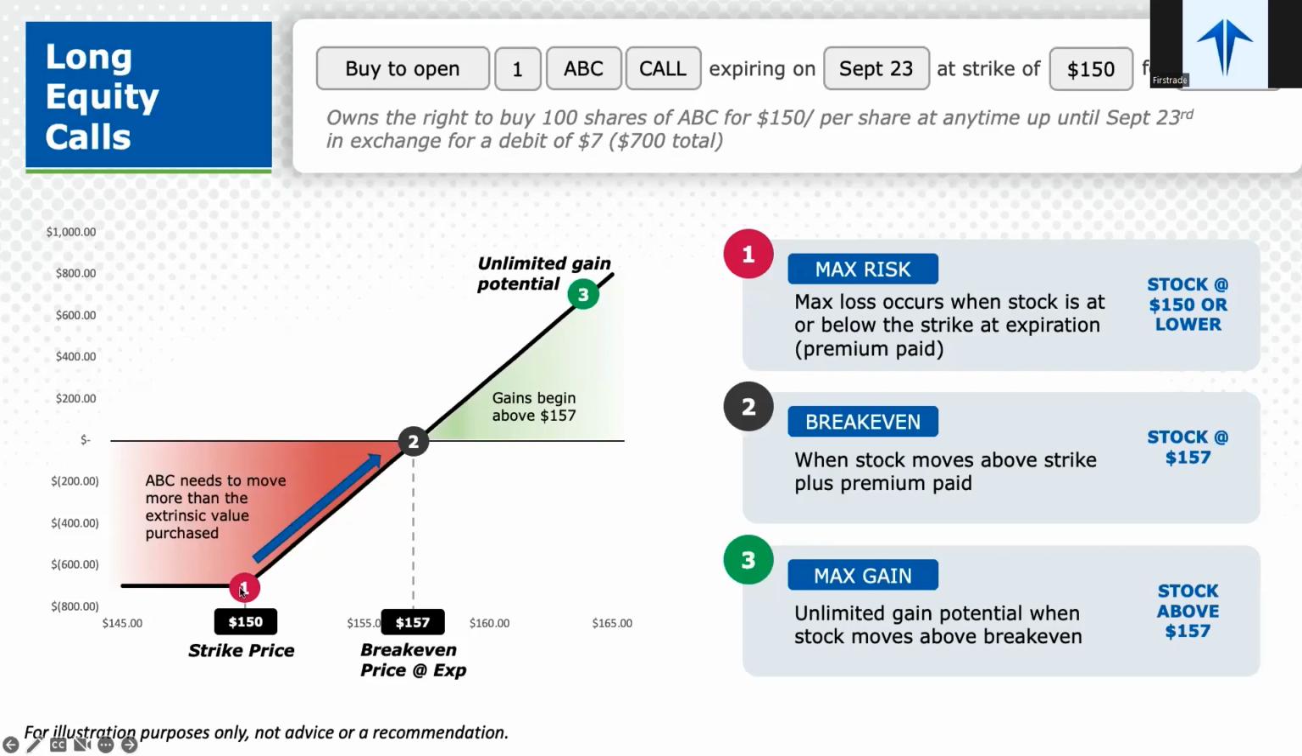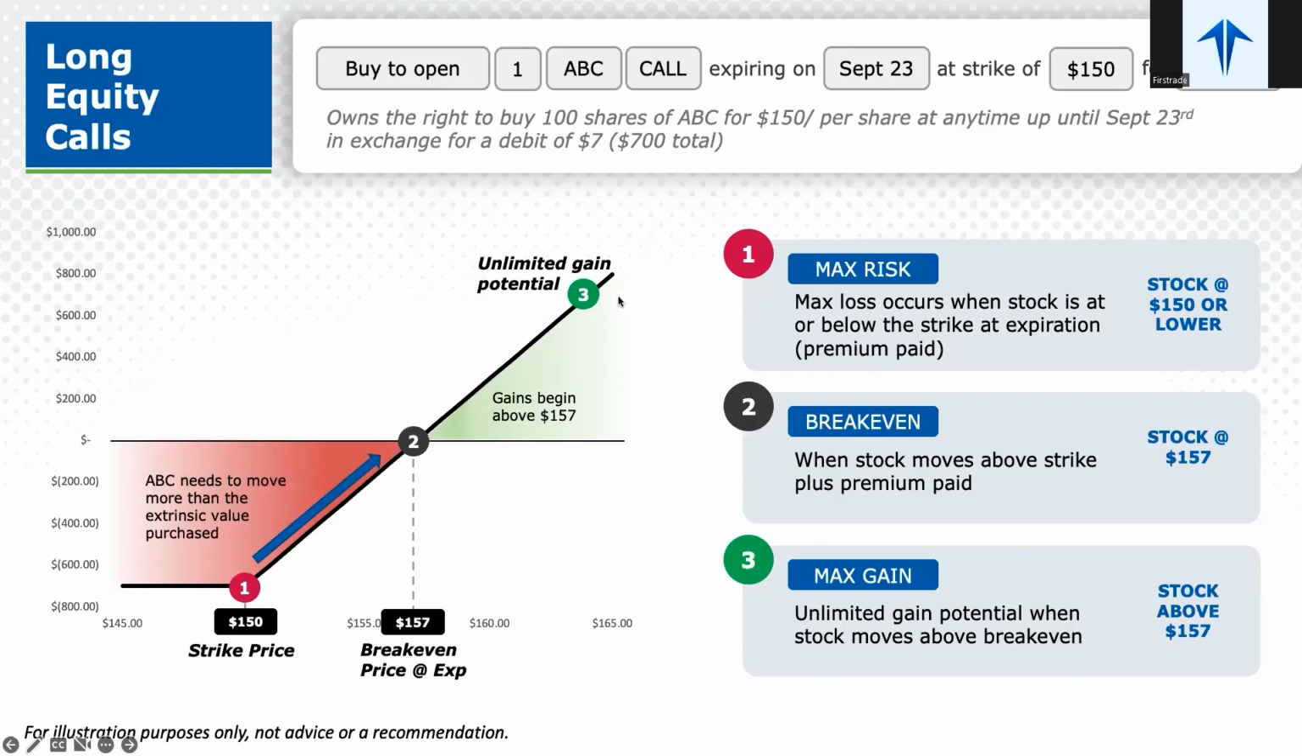I know that I have limited risk because this line is flat and it stops. No matter how far down the underlying security goes, and remember, we're bullish if we bought a call, no matter how far it goes below 150, I can only lose $700, or $7 per share, because one contract represents 100 shares. At expiration, because I paid $7 for this, I need the underlying security to move more than the extrinsic value that I purchased. We're assuming this is an at the money option, so my gains begin when it moves above that, but I have unlimited gain potential.